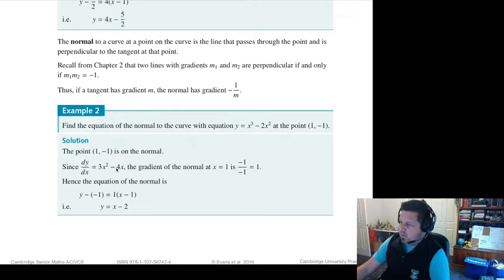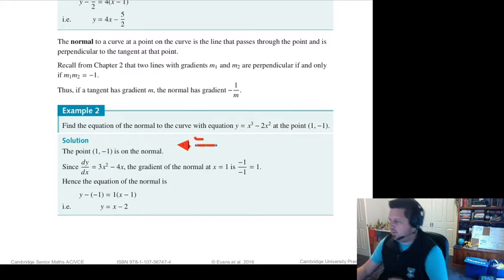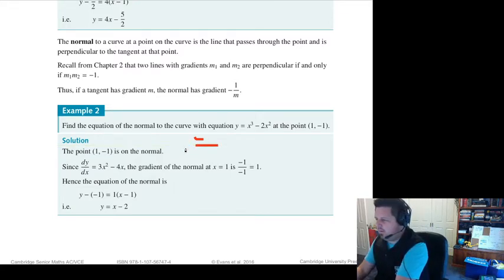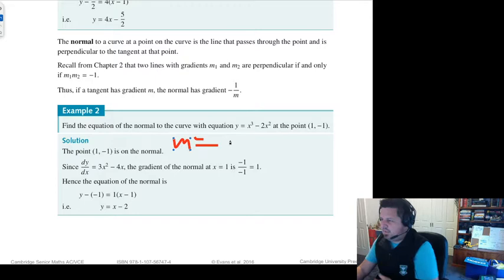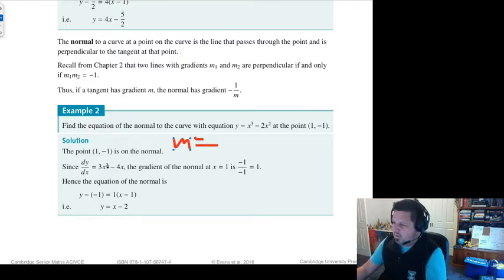And so what you would do to work out the gradient is you would substitute in 1 into the derivative, and you'd get the m value. So let's just write that down. Substituting it in, you'd get m is equal to, okay, so 1 squared is 1, 3 times 1 is 3, take away 4 times 1. It's going to be negative 1. So m is negative 1.